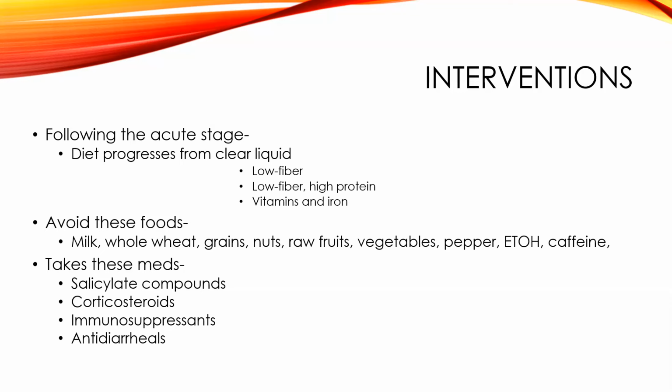You're going to give your patient meds such as salicylate compounds, which will help bind things together. Corticosteroids are really good because they're anti-inflammatories. You can give them immunosuppressants because colitis and Crohn's and a lot of the abdominal disease processes tend to be autoimmune. And you also give antidiarrheals, which will help slow that process down. So when they are feeling better and well enough to eat normal foods, their body's not still trying to break it down and push it out as fast as it possibly can.